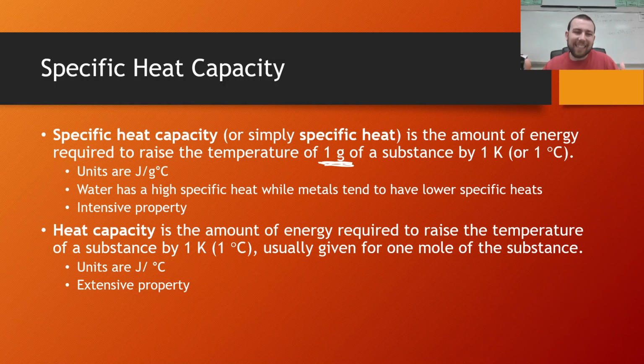Think about density, for example. The density of water is 1 gram per milliliter. It doesn't matter if you have 5 grams or 5,000 grams of water. The density of water is still 1 gram per milliliter. The same thing is true of specific heat. It doesn't matter if you have 5 grams of a substance or 5,000 grams of that substance. The specific heat capacity for that individual substance is constant.